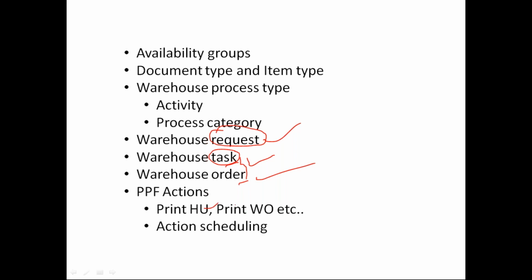So this can be used for printing and for action scheduling. Action scheduling means I want to create tasks automatically, or I want to perform goods receipt automatically, or I want to perform goods issue automatically. All this action scheduling you can do with PPF actions. So these are some things which need to be understood.